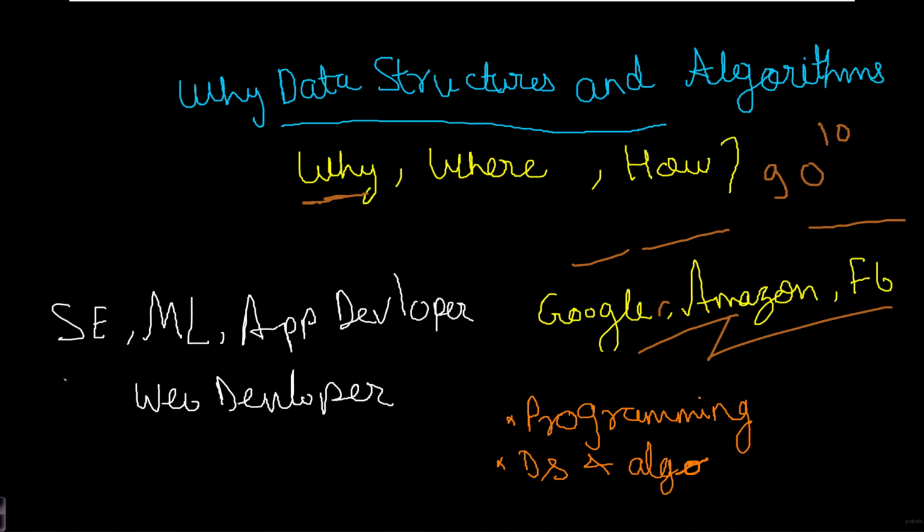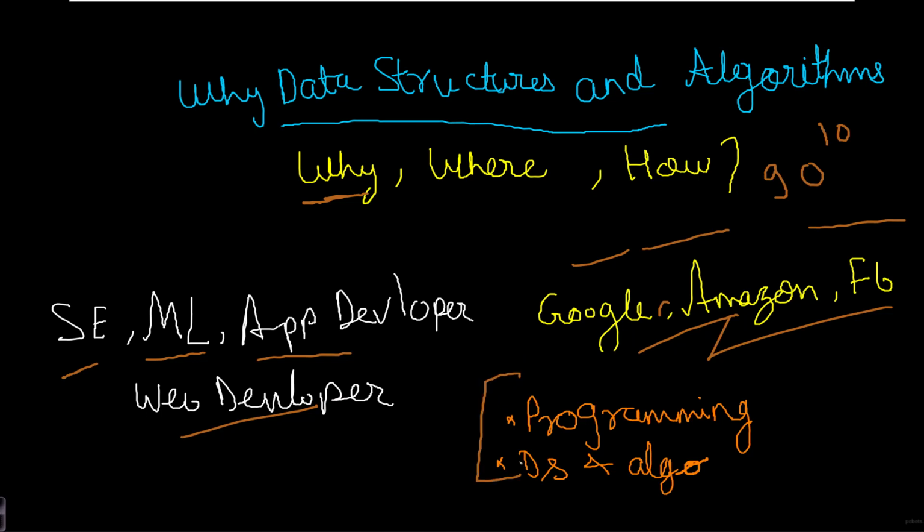Let's say you are applying for a software engineer role, machine learning engineer, app developer or web developer, you must learn data structure and algorithm for that, because in your interview they are going to ask you about data structure and algorithm no matter which background you are coming from. If you get an interview for any technical role, they are going to ask you data structures and algorithm.